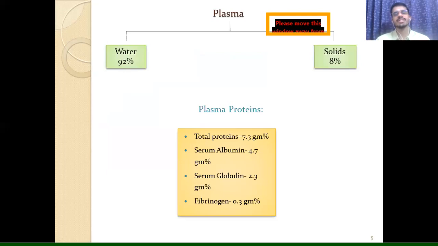The plasma, on the other hand, forms the liquid component of the blood, comprising predominantly of water, which is about 92%, and about 8% solids. Among the plasma proteins, you have albumin, globulin, and fibrinogen. Albumin is a simple protein, which is about 4.7 grams percentage. Globulin is about 2.3 grams percentage. And then you have fibrinogen, which plays a very important role in the clotting mechanism or hemostasis, which forms about 0.3%. So all in all, you will observe here that the albumin to globulin ratio is about 2:1.